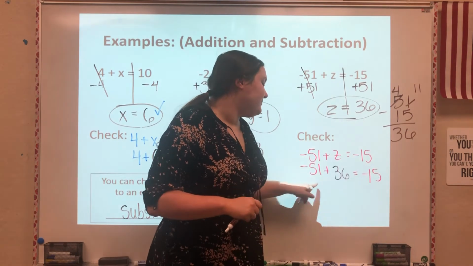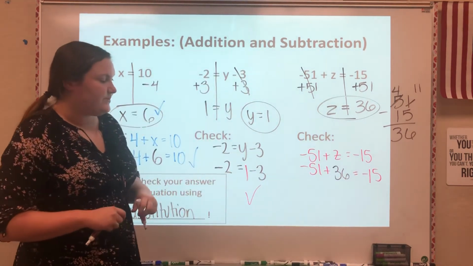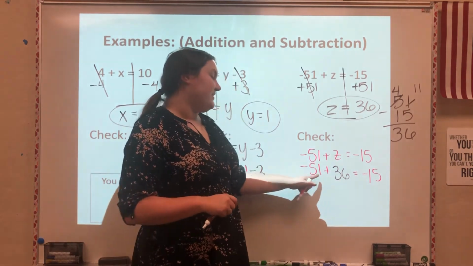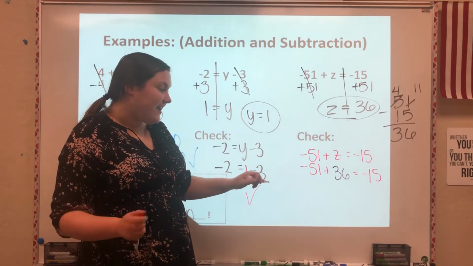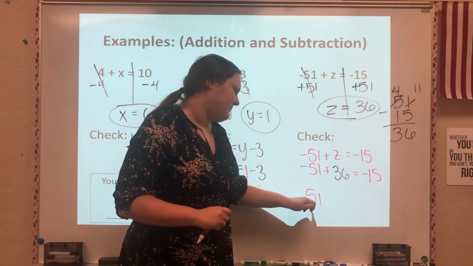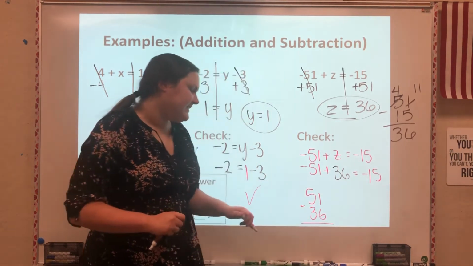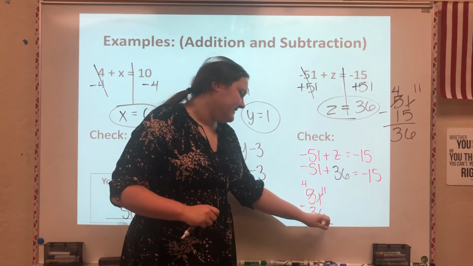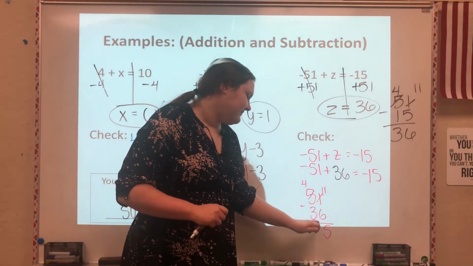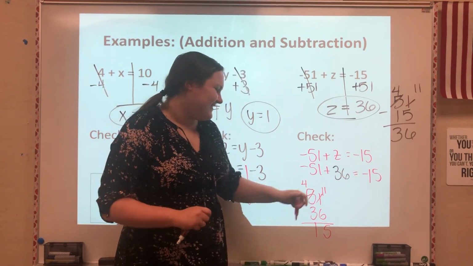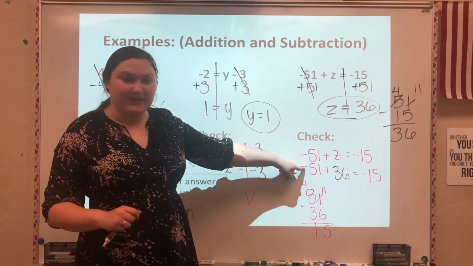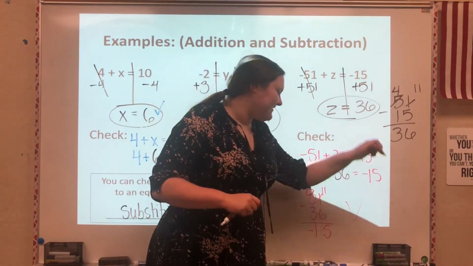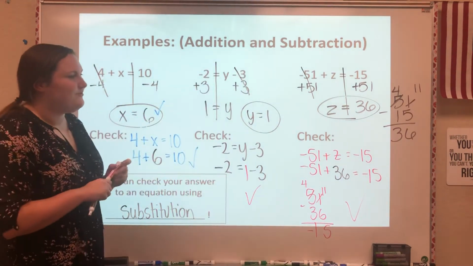And then I'm going to do the math to make sure it's true. So I'm going to ask myself, what is negative 51 plus 36? Well, they're different signs, so I would want to subtract. I would want to do 51 minus 36. To do that, I would need to borrow. 11 minus 6, 5. 4 minus 1. 4 minus 3 is 1. So I get 15, keeping the sign of the larger number, so it would be a negative 15, which is what it says. So I see, yes, that's true.